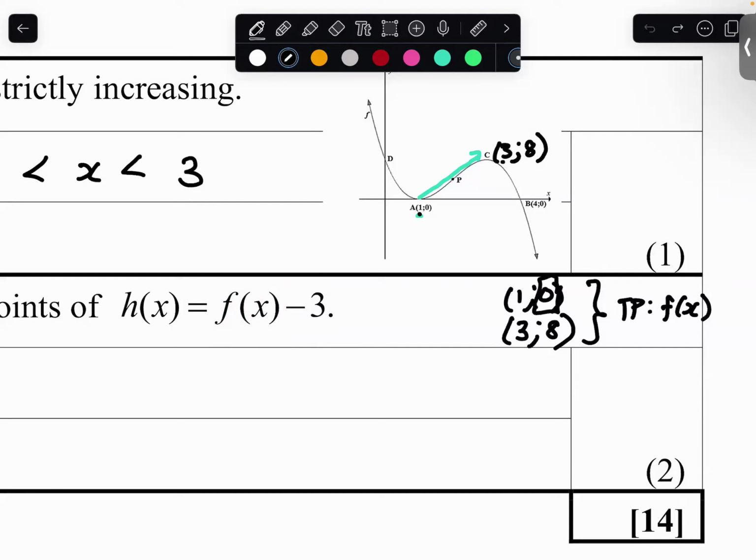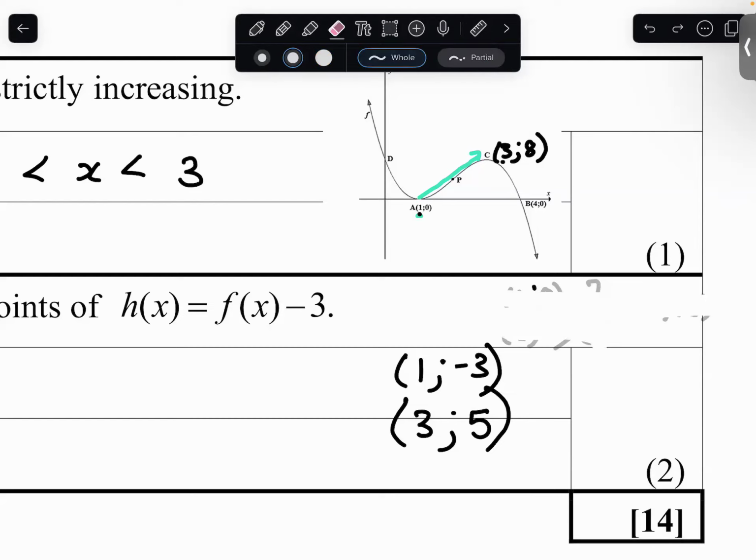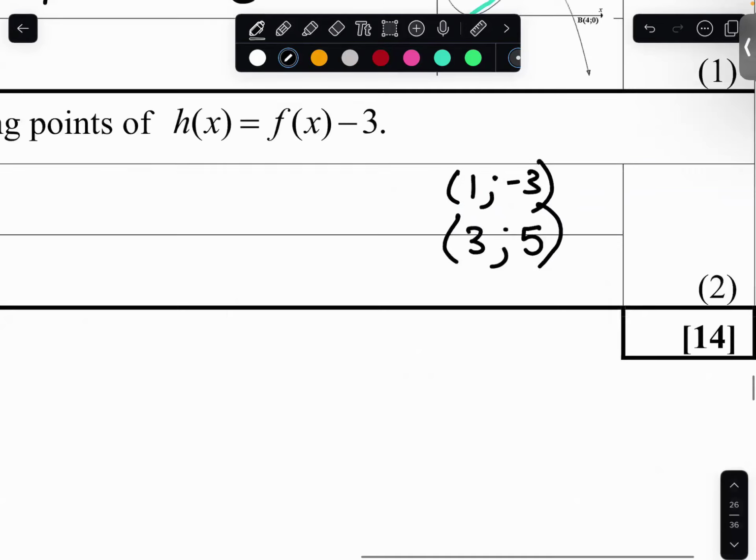And if you move 3 units down, your set of coordinates is going to be 1 and minus 3, and 3 and 8 minus 3 gives you 5. So those are the two turning points. You move 3 units down. 0, 3 units down is at -3. 8, 3 units down is at 5. It doesn't affect the x coordinate at all. Don't put this in, please. That's scrap work. Okay, and those are your answers there.